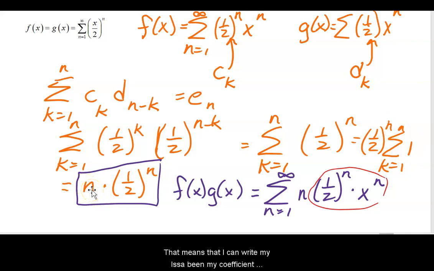That means that I can write my E sub n, my coefficient of the product series, as n times 1 over n to the nth. This means that f times g has to be written as the coefficient n times 1/2 to the n times x to the nth. Now I could combine the two ringed in red into one combined form since they both have the nth power and write it as x over 2 to the nth. This is purely a matter of preference and I do not have one. Let's move on to the next part.